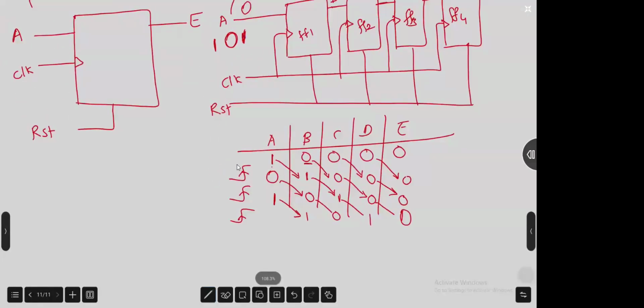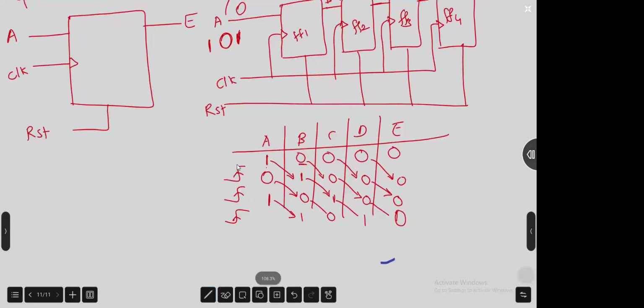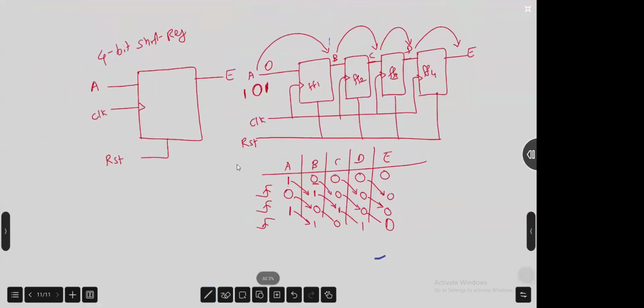Let us assume that my next bit of A is also 1. So A में क्या है? 1. So at fourth clock pulse, what happened? जो A का डेटा है वो जाना चाहिए B में, जो B का डेटा है वो जाना चाहिए C में, C का डेटा जो है 0 वो जाना चाहिए D में, D का जो डेटा था 1 वो जाना चाहिए E में. Now you can check.